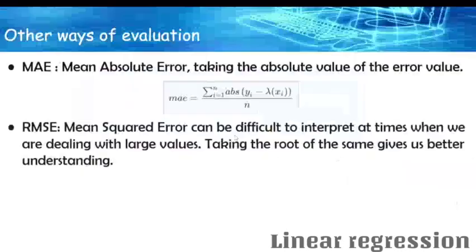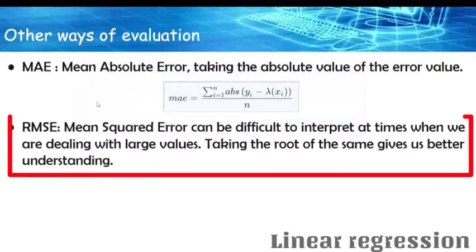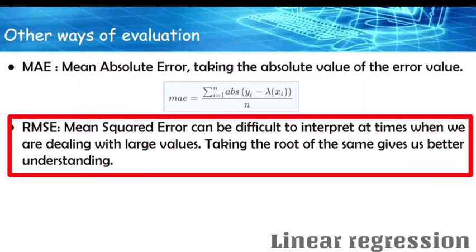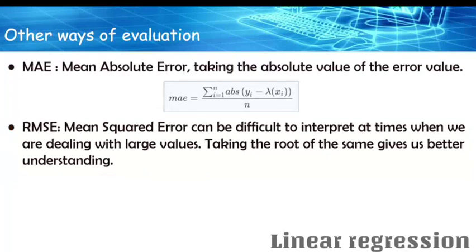So mean absolute square. And next we have mean squared error, which can be difficult to interpret at times. So when we are dealing with large values, we'll take the root of the same, which will give us a better understanding. So we will take the square and then the root of it.